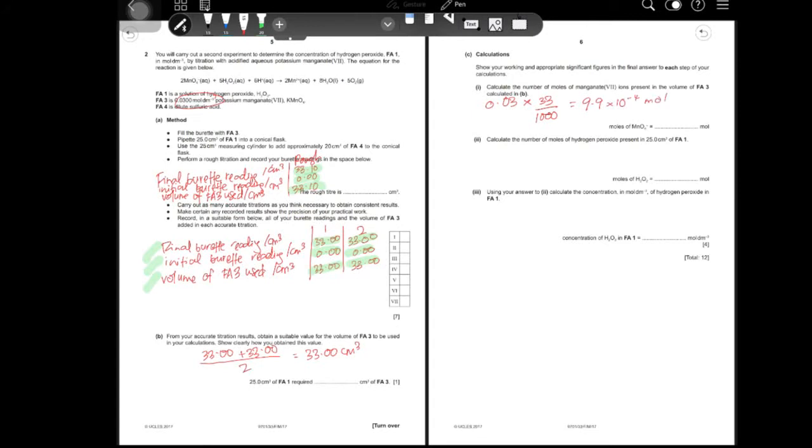Next, we need to calculate the mole of hydrogen peroxide. The ratio between the manganate ion and hydrogen peroxide is 2 to 5. Hence, the mole of hydrogen peroxide will be 9.1 multiplied by 10 to the power of negative 4, times 5, divided by 2.